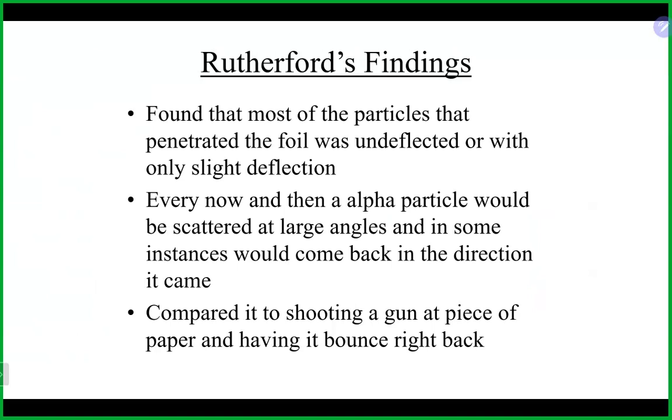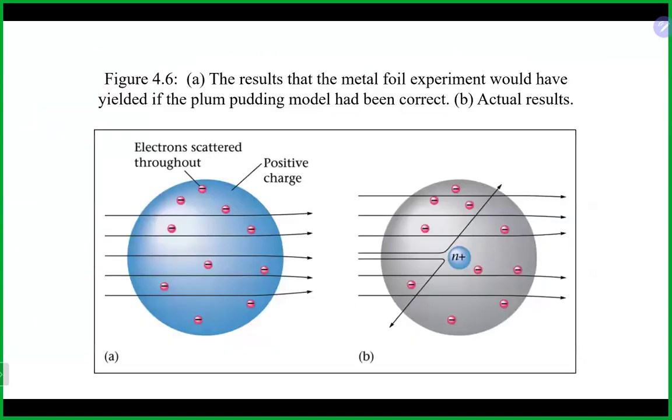So clearly, it had to hit something that was very, very densely positive. So what did this mean? They really had to move away. On the left here is what they thought was going to happen: most of them going through with some deflection. But what they saw, on the right, was that most went through undeflected, with some really large deflections happening.